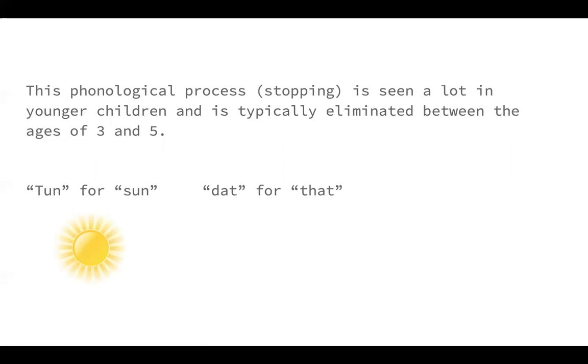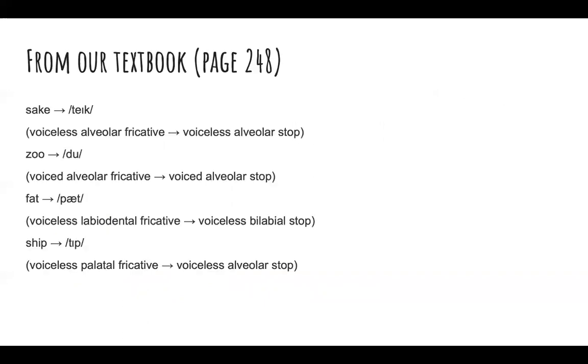And then this phonological process, stopping, is seen a lot in younger children and is typically eliminated between the ages of 3 and 5. So it's normal for kids to say these types of things, and it's actually quite cute when they say these types of things, but it should go away after the ages of between 3 and 5. And if it doesn't, that's when you go see a speech language pathologist and work on those types of things.